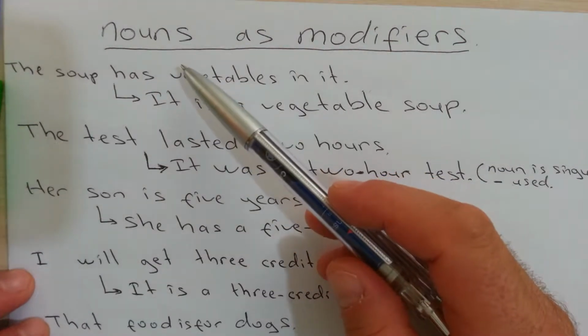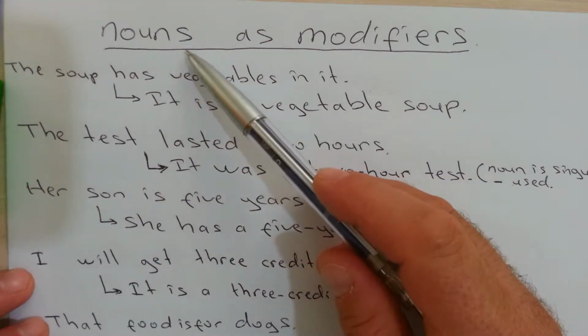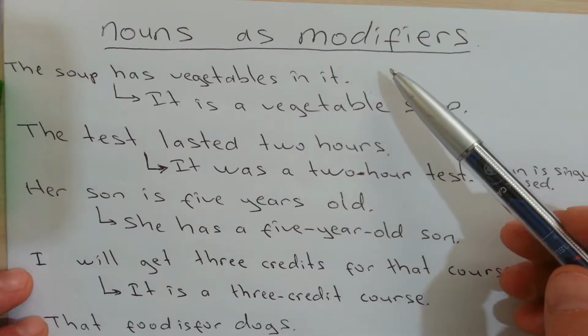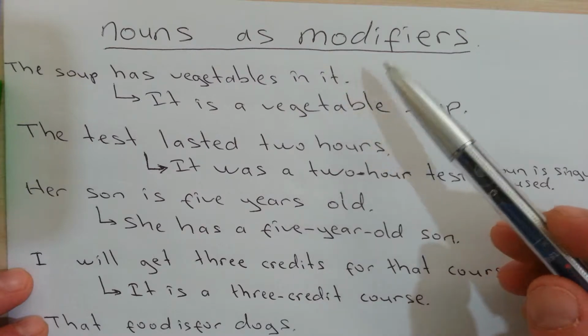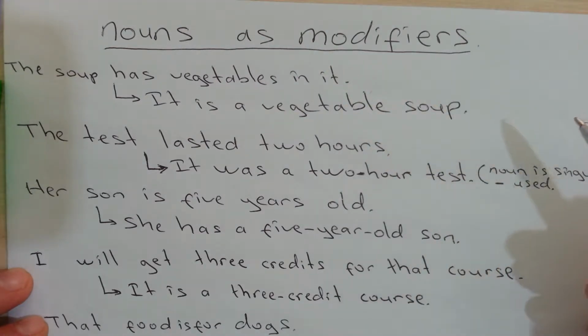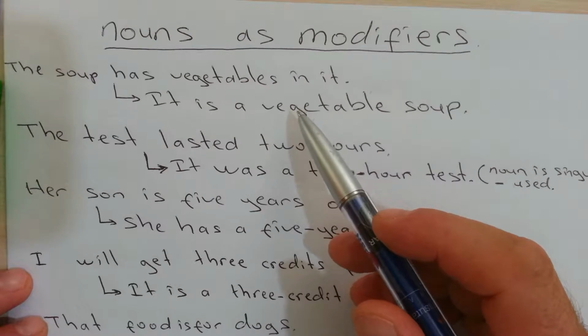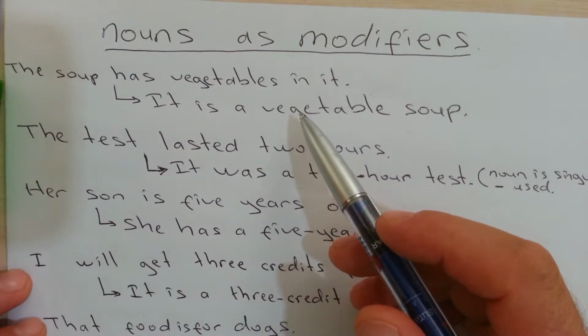In this lesson, we are going to learn nouns as modifiers. That means nouns modify other nouns. It adds some meaning to the other nouns. So when we see the examples, we are going to learn better.